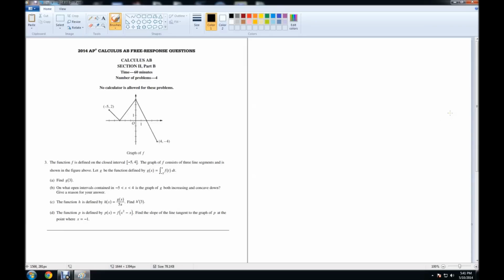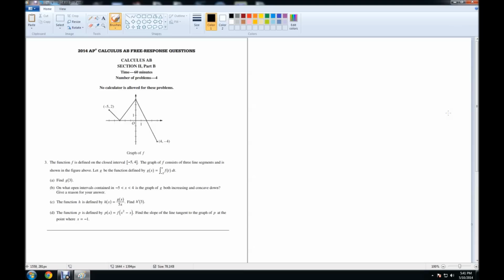So for question number 3, which gives us a graph of f, I can see that we have 3 line segments, and it is called the graph of f. So this is the last question of, well, the first question of no calculators. So let's go ahead and read what the question is asking us, or telling us.